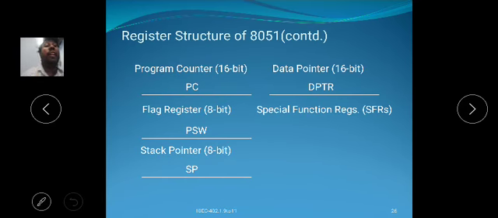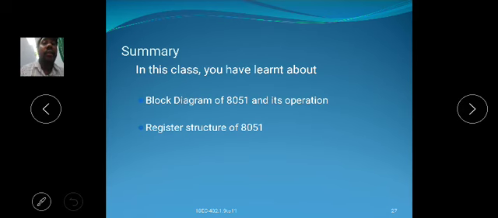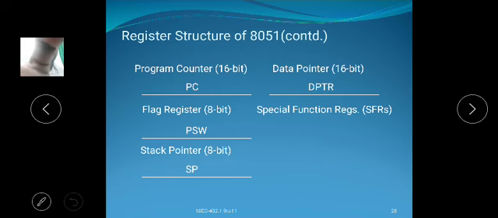The register structure of 8051, here the special purpose registers, that is the 16-bit program counter, the flag register, 8-bit program status word, 8-bit stack pointer, SP, and 16-bit data pointer, DPTR. These are the special purpose registers, and also we have the special function registers.